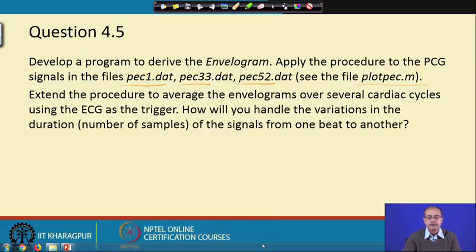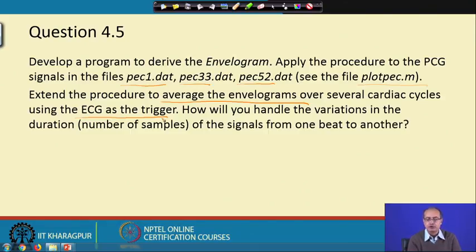Now, for these 3 PCG files, phonocardiogram files, we have to produce the averaged envelogram over the several cardiac cycles using ECG as a trigger. Another question we have is that because the cycles would vary, how do we handle that variation in the length of the signal from one beat to the other?